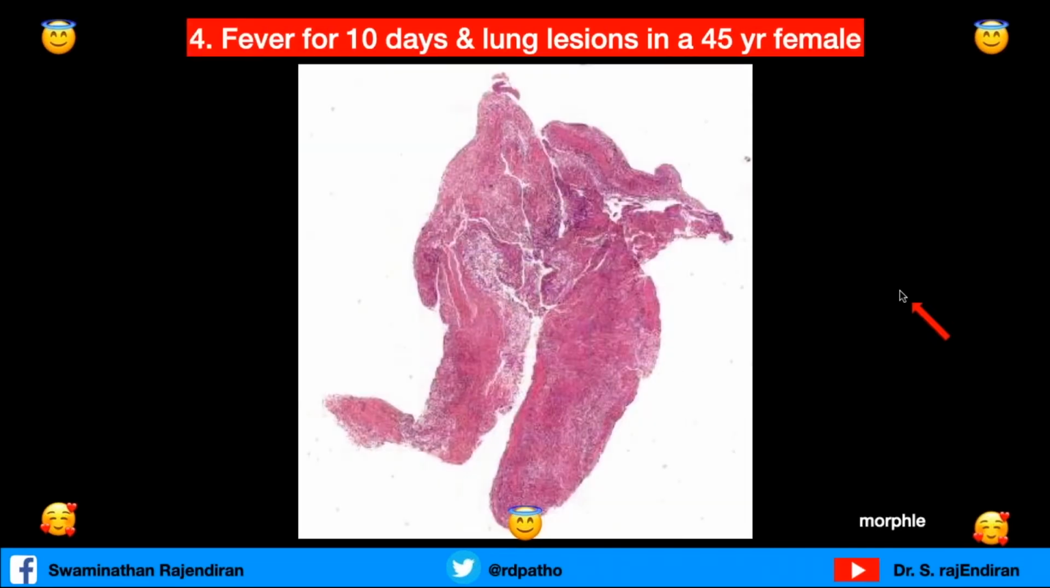Next case, case number 4, fever for 10 days, lung lesion in a 45-year-old female. Again, cellular infiltrate. Lung is not seen. It is mainly fibrinopurulent exudate. Okay, some bluish material there. And so this is also pattern 3.